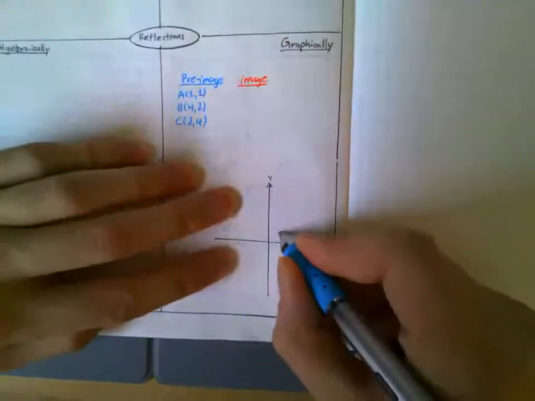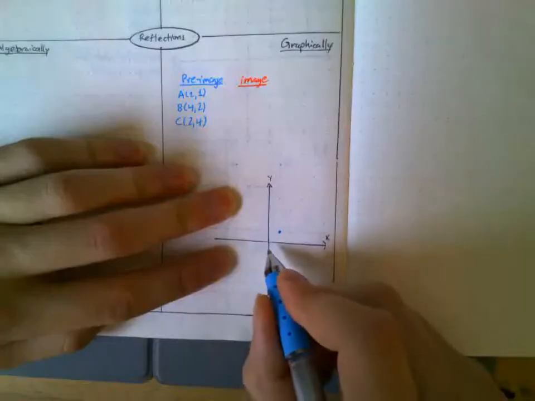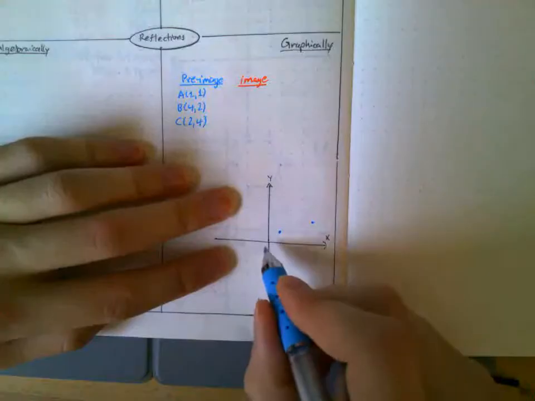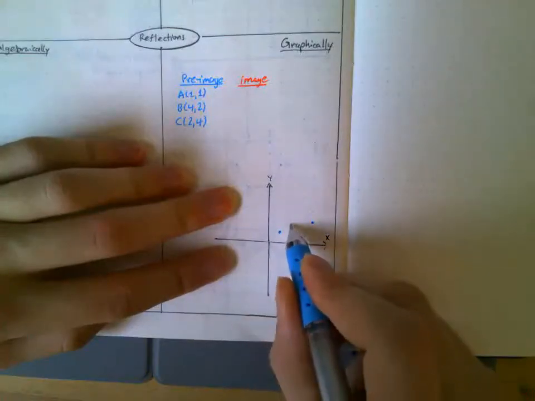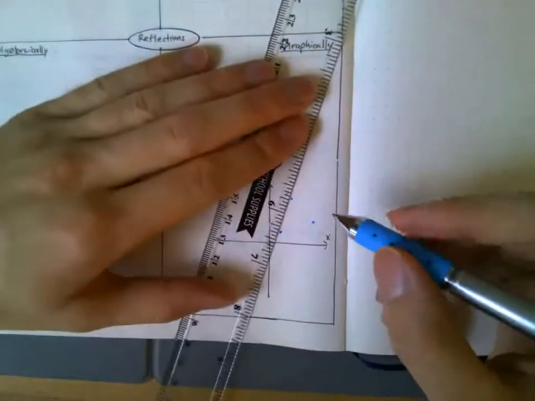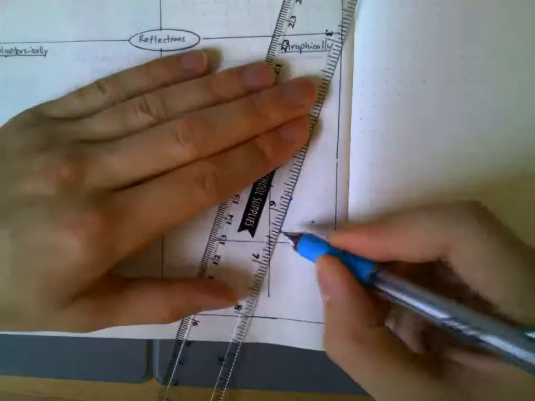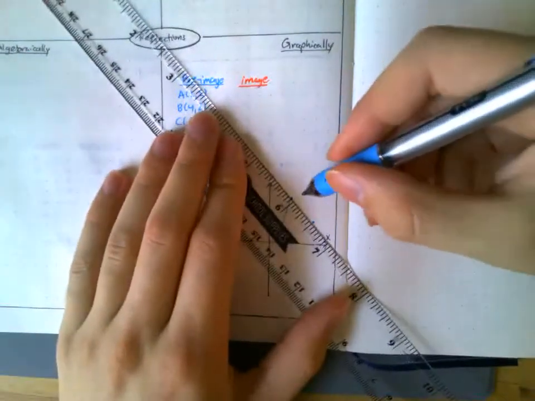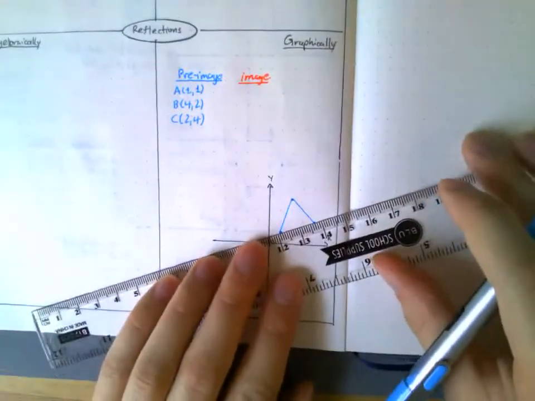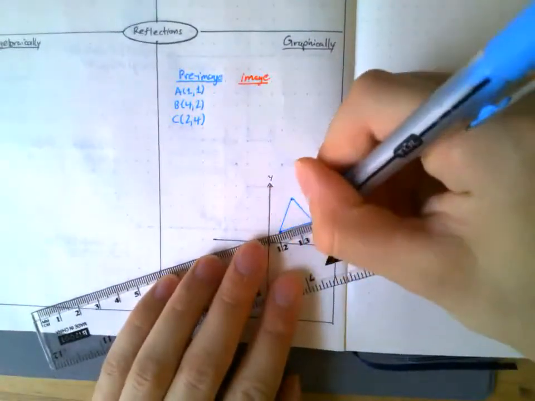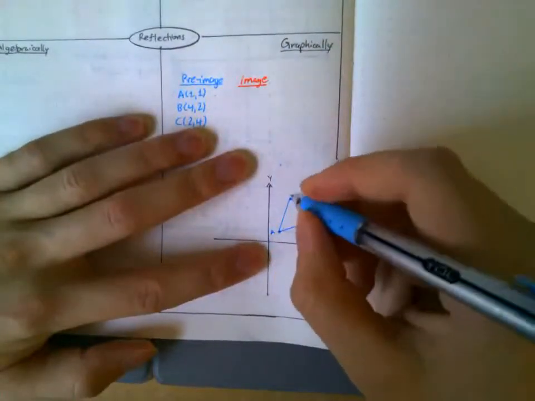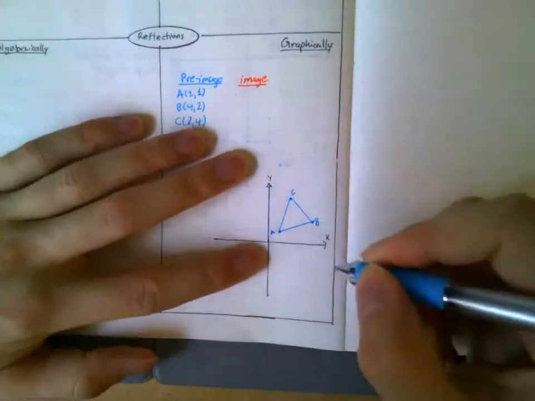So we're going to go over 1, up 1. We're going to go over 4, up 2. 1, 2, 3, 4. 1, 2. And then we're going to go over 2, up 4. 1, 2, 1, 2, 3, 4. So there is our happy little triangle. There we go. And that is going to be A, C, and B.